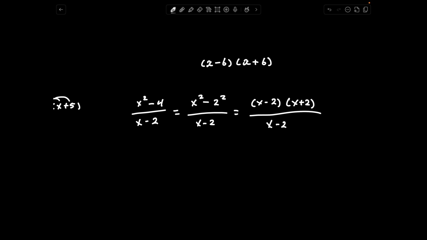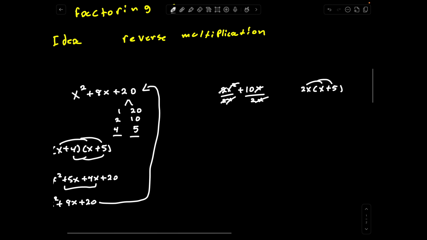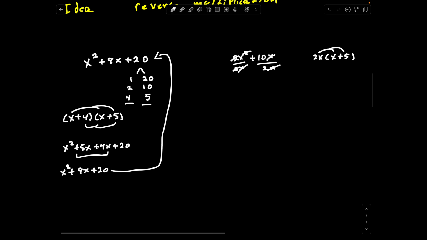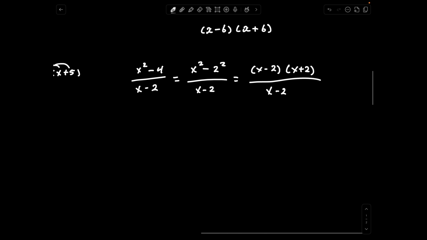So in the short version, here's what I want you to remember. First, always look for your greatest common factor. Second, if you have a trinomial, look for two numbers that multiply to the last term and add up to the middle term. Third, recognize difference of squares patterns, because this one shows up a lot. Once you get those down, you're going to be in a much better position for limits and for the rest of calculus.